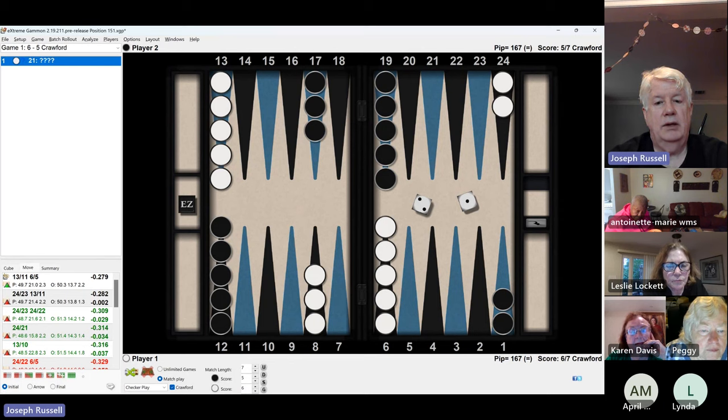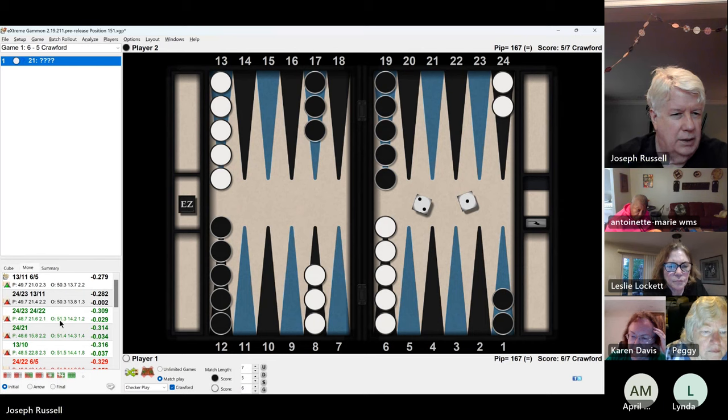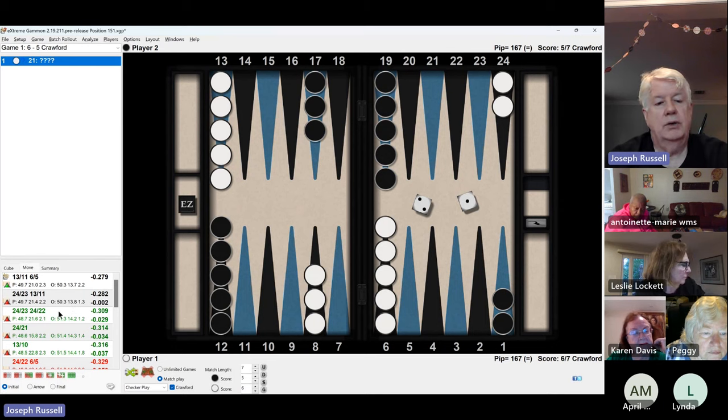Now, this one seems anti-intuitive to me. I would think I'm at Crawford, he needs a gammon, that I would want to split to avoid gammons, and it's almost a wash. The splitting play actually gets gammons more, which was surprising to me. But these are kind of a wash. You could kind of do whatever you wanted to at the score.